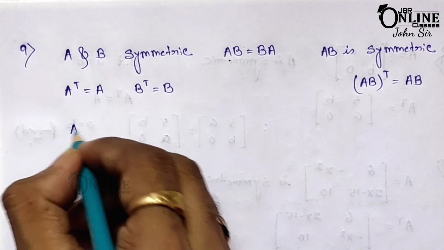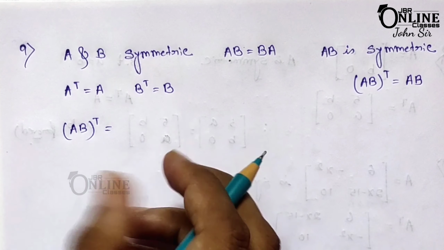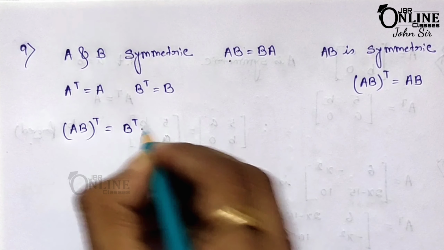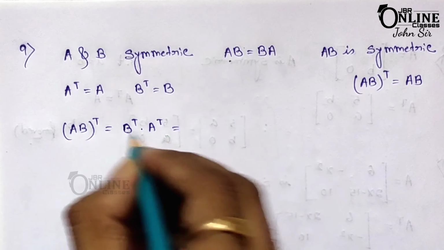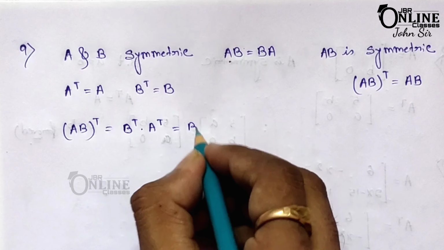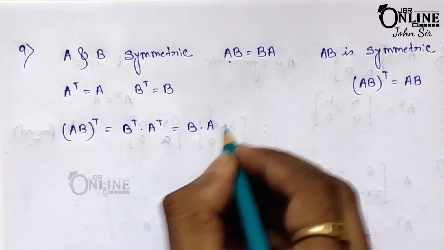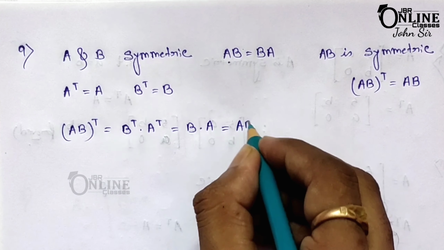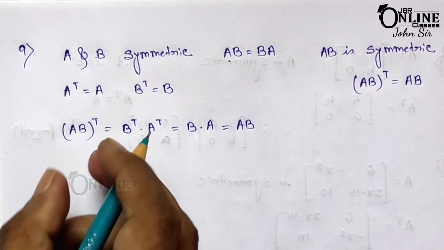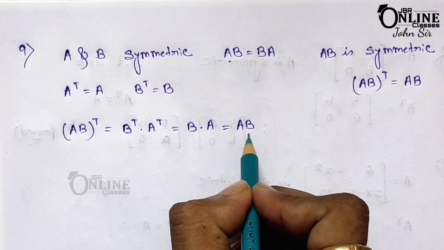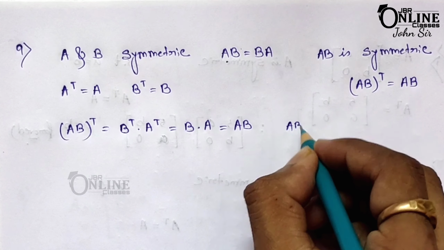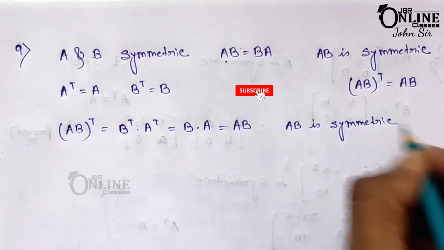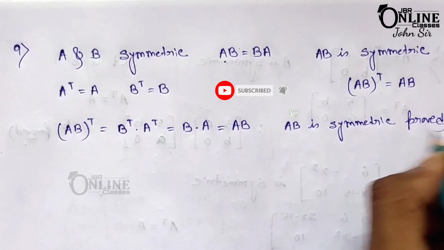So now here AB transpose, you know the property of AB transpose, that equal to B transpose and then A transpose. Now B transpose means B and A transpose means A. So B into A, that means BA, and as here BA equal to AB, so you can write down here AB also. Okay, so now it's proved. AB transpose equal to AB. That means AB is symmetric. Okay, and it's proved.